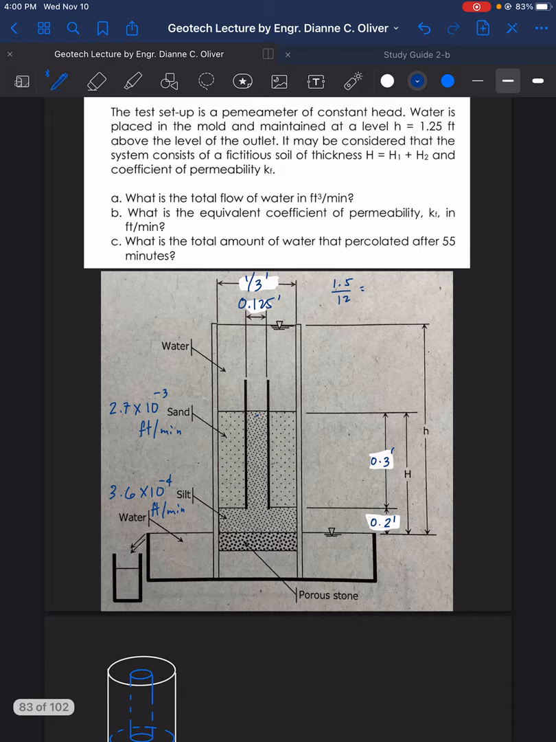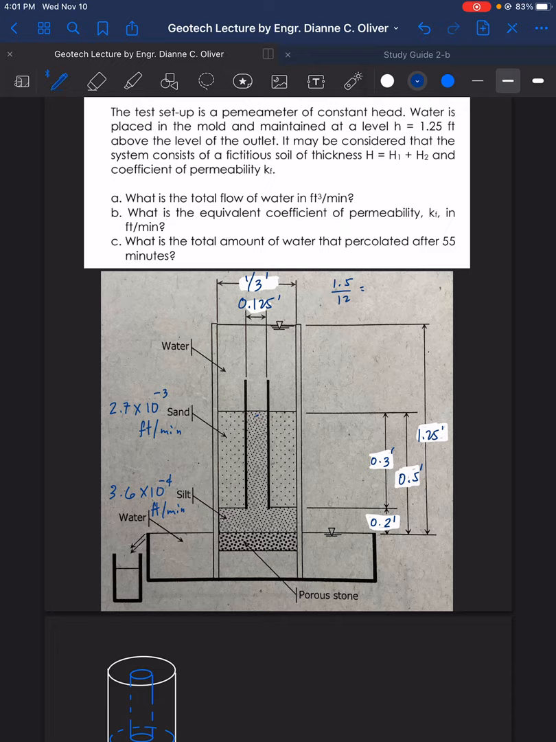The test setup is a permeameter of constant head. Water is placed in the mold and maintained at a level H equal to 1.25 feet above the level of the outlet. So it's this one here, the 1.25 foot. And then, okay, it may be considered that the system consists of a fictitious soil of thickness H equal to H1 plus H2. So that is 0.5 foot.